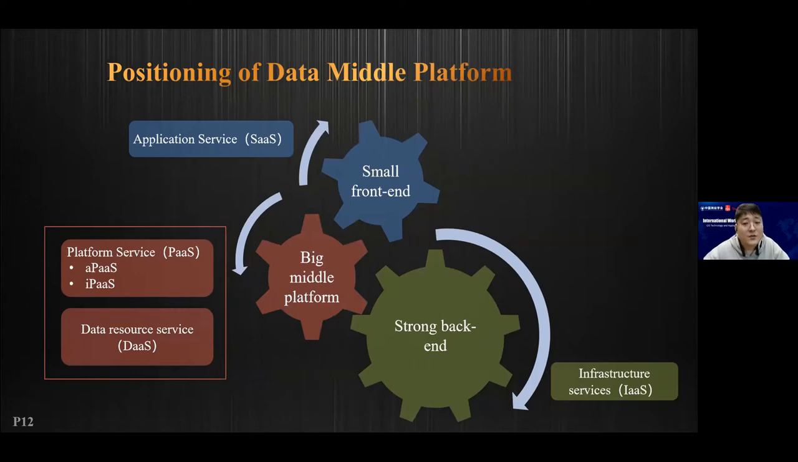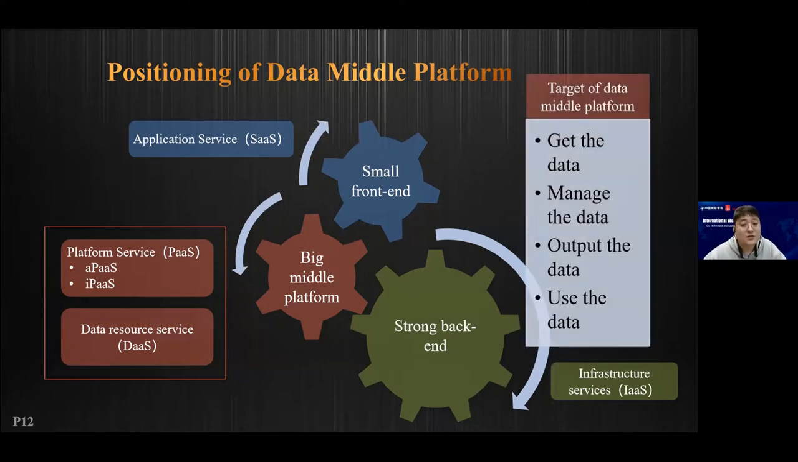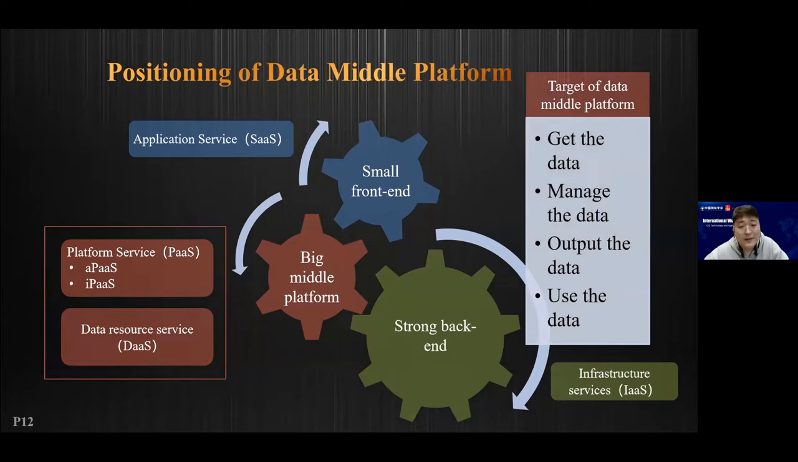So here I need to introduce the concept of data middle platform. The data middle platform in IT technology mentioned the small front end, the big middle platform, and the strong back end. For example, why do our business systems often change? Because it changes with the management mechanism. Because management needs to adapt to the status, but we found that there are also a lot of end changes in the changing, such as the data, such as the services. So we can put all the end change parts to data middle platform. And the target of data middle platform is how to get the data, how to manage the data, and how to output the data, and how to use the data.